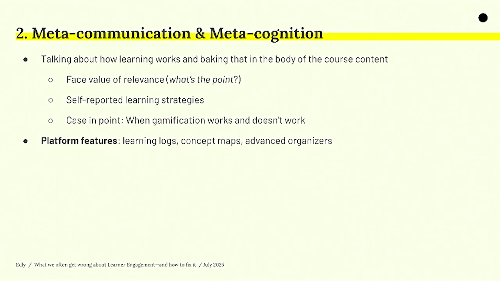But the second suggestion that we have is to not shy away from talking about metacognition within your courses, meta communication. Talk about how learning works and bake that into the very content of the course. That's what we call the face value. If you have an activity and the learner has no idea why that activity is there, you've disengaged them right there. They need to know why they're engaging with a certain activity. What's the point of that activity? How is it going to help them understand a particular concept? Especially in the case of complex ones, this is super important.